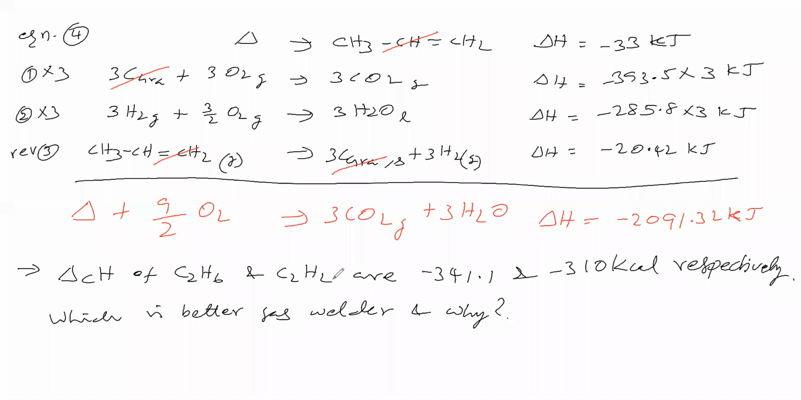Okay, so here ethane is given. For ethane, the enthalpy of combustion is given. For acetylene also, the enthalpy of combustion is given. They are asking which is the better fuel. Now ethane and acetylene have different molecular formulas, therefore different molecular masses. When molecular mass is different, we cannot directly compare which is the better fuel by taking the enthalpy of combustion.